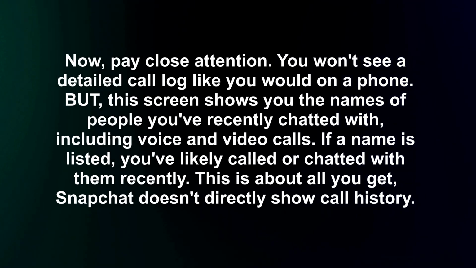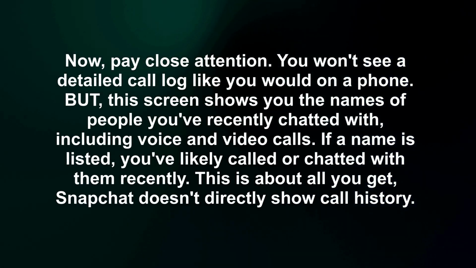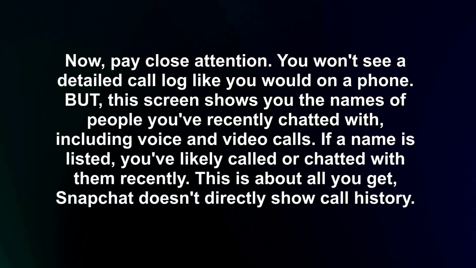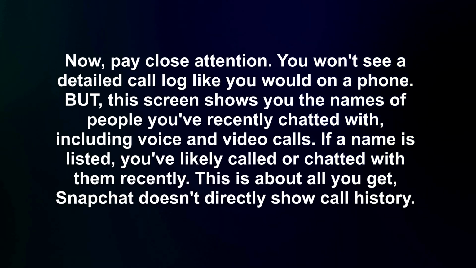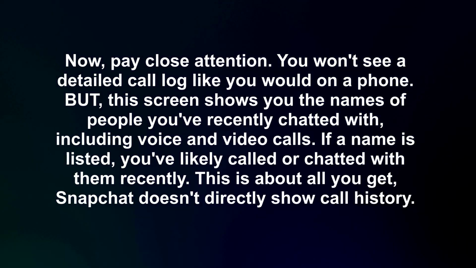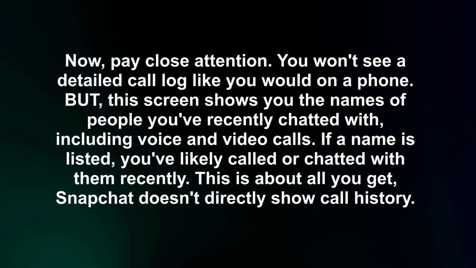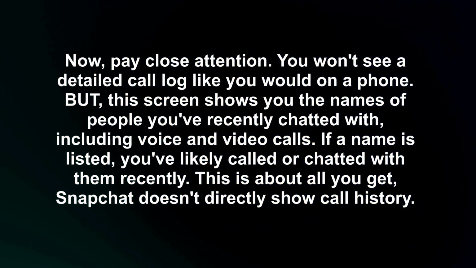Now, pay close attention. You won't see a detailed call log like you would on a phone. But this screen shows you the names of people you've recently chatted with, including voice and video calls. If a name is listed, you've likely called or chatted with them recently. This is about all you get. Snapchat doesn't directly show call history.